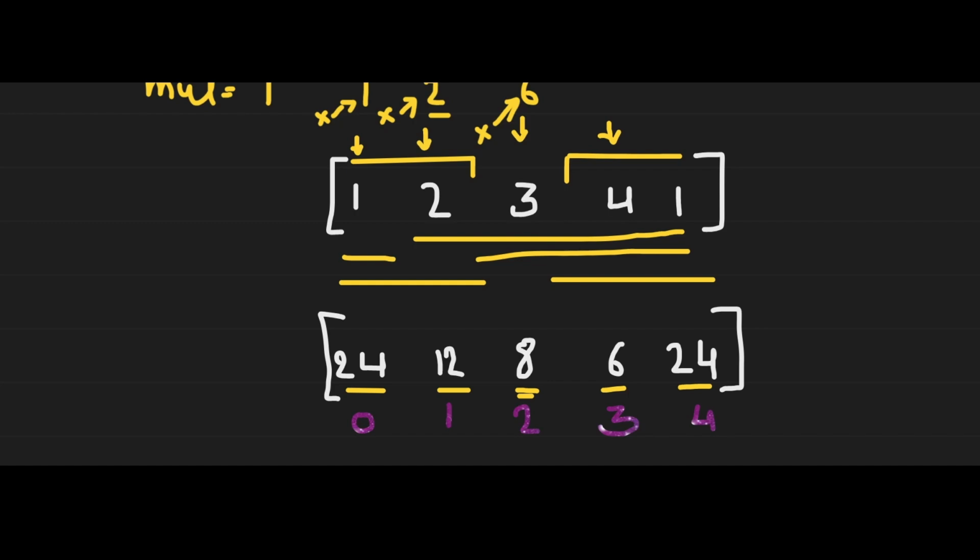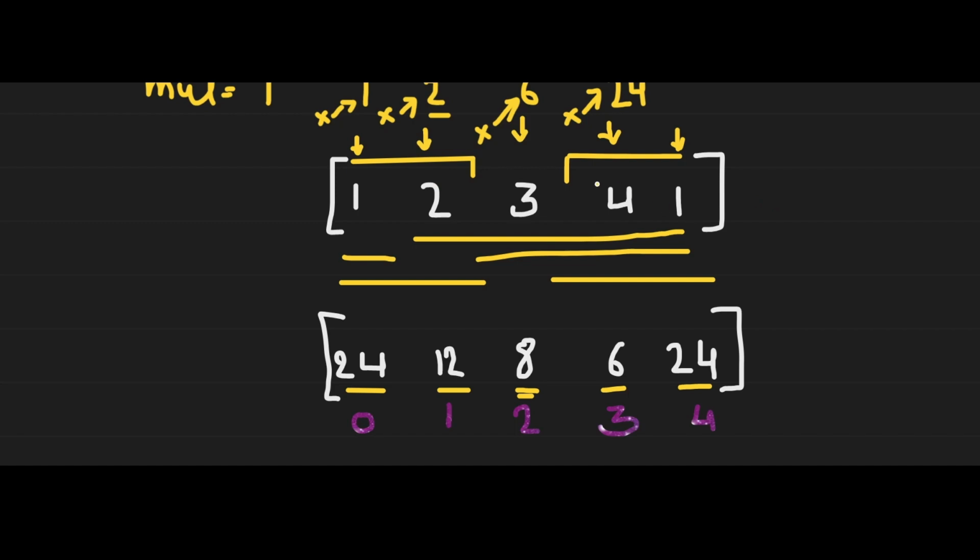So the total multiplication for index 4 will be 6, and for 1 it will be 6 multiplied by 4, it will become 24. So this is how we will get our left multiplication at each index. Okay, so this solves our one problem.